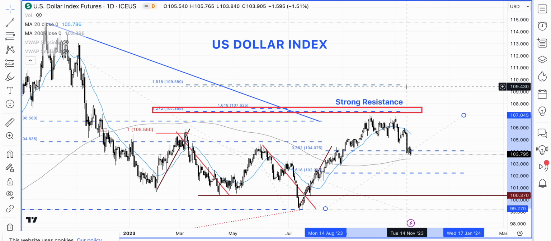So right here where we are, around the 38.2% Fibonacci retracement of this swing higher, and we have the 200-day moving average around here, we could see strength come in the dollar index.